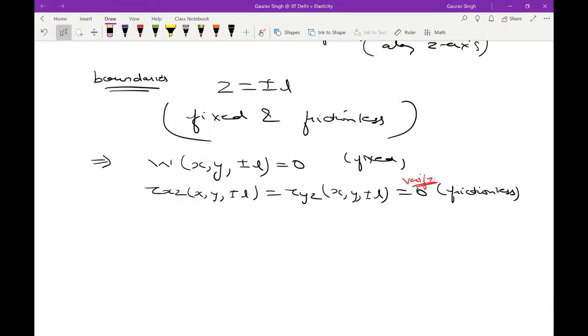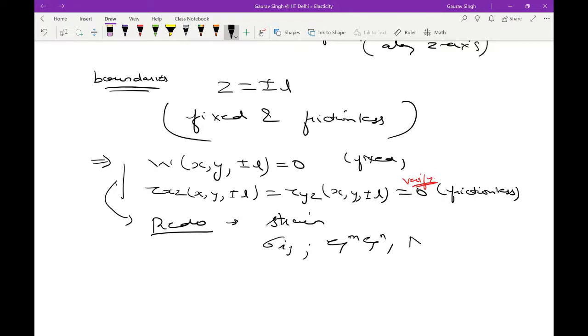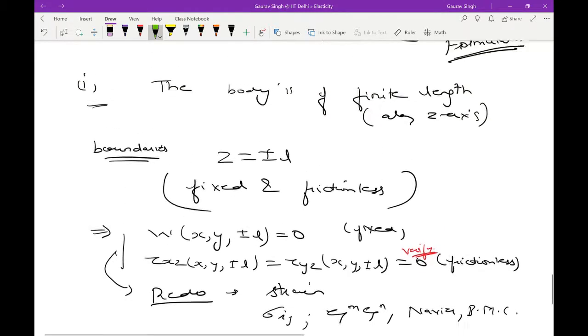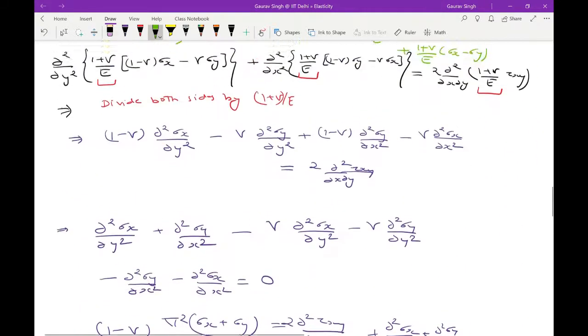Now, this is the thing. If you now redo your problem, what would you redo? You would find strain using the strain displacement. You would find the stress. You would find the equilibrium equation. You would find the Navier's equation or the Beltrami-Mitchell equation and so on. Compatibility equation. They will all be the exact same which you have done. The reason is w equal to 0, tau xz is equal to 0, and tau yz is equal to 0 is something which you have already done.